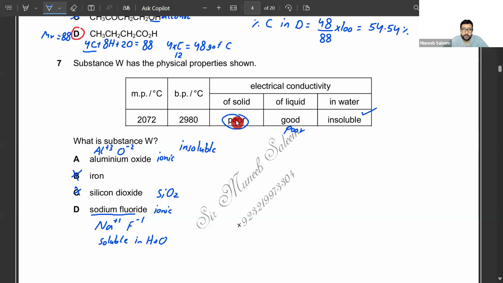And with respect to the conductivity, aluminum oxide when molten, the liquid form, is basically the molten state of the compound. So yes, it is a good conductor. Ionic compound is a good conductor in molten state, and in the solid state it is a poor conductor because the cations and anions are held in place very strongly. Since they are strongly held in place, they are poor conductors at solid state. So we can say that A is a correct answer.